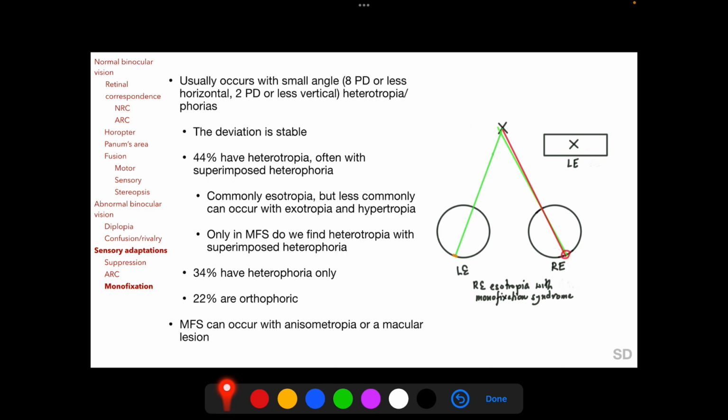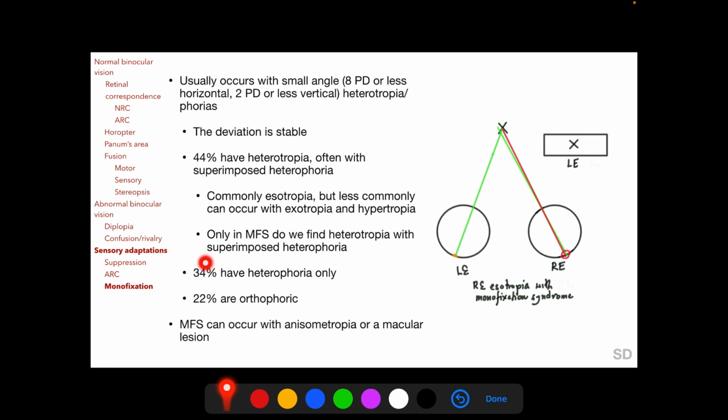Monofixation syndrome usually occurs with small angle deviations, either heterotropias or heterophorias, and this small angle is defined to be 8 prism diopters or less in the horizontal plane and 2 prism diopters or less in the vertical plane. The deviation is stable in monofixation syndrome. However, 22% of patients with monofixation syndrome have been reported to be orthophoric without any strabismus, manifest or latent.